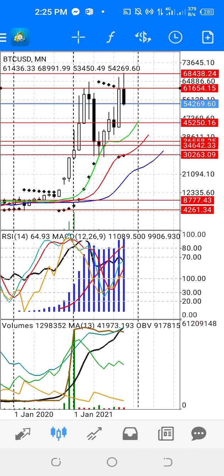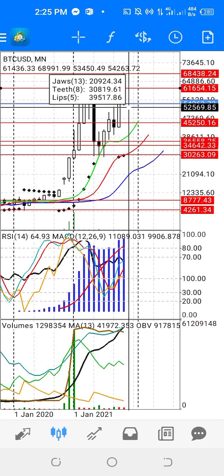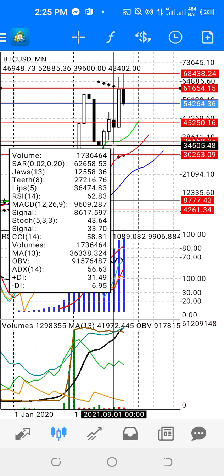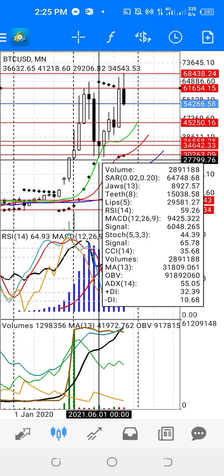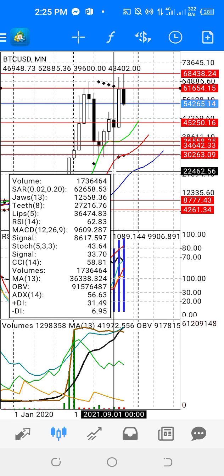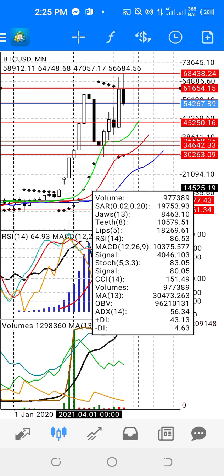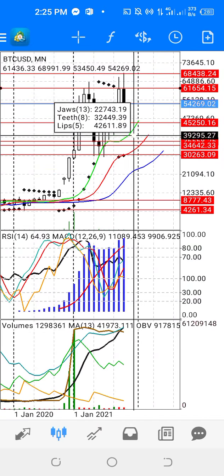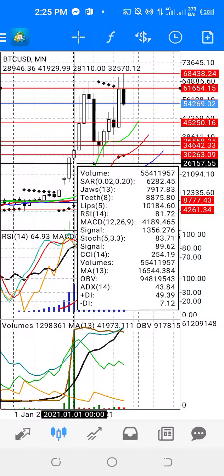Since we count, this is November, 1, 2, 3, 4, 5, 6 for the past 6 months. June, July, August, September. Yes, June. This is June, and June is the pivot point of the monthly time frame for Bitcoin.